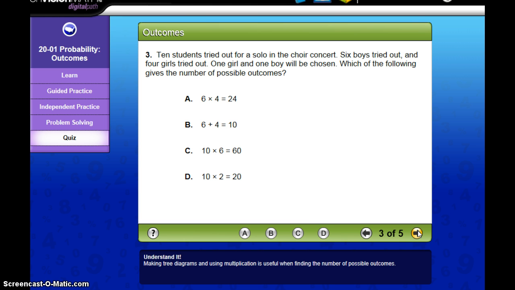If 10 kids try out for a solo in their choir concert, 6 boys tried out, 4 girls tried out. 1 girl and 1 boy are going to get chosen. Which of the following would give you the number of possible outcomes? Will?